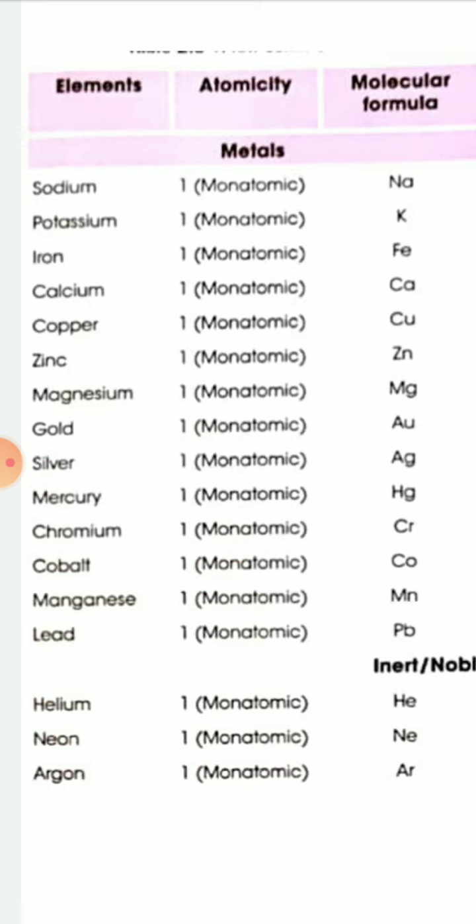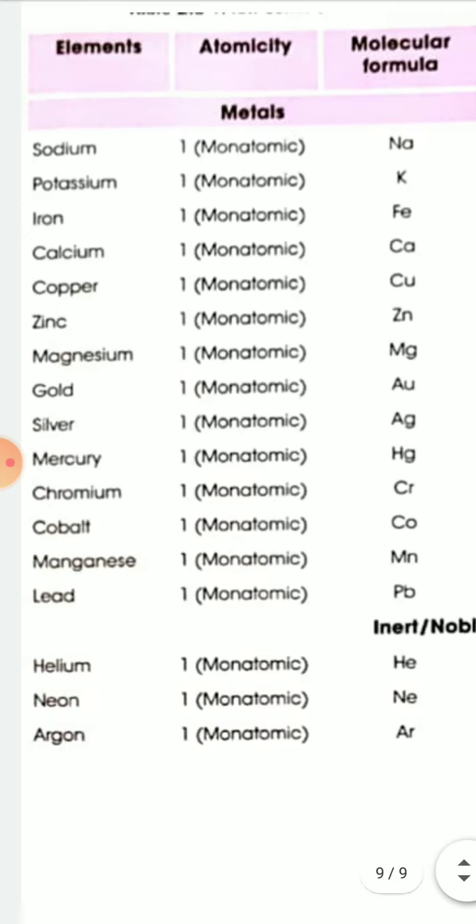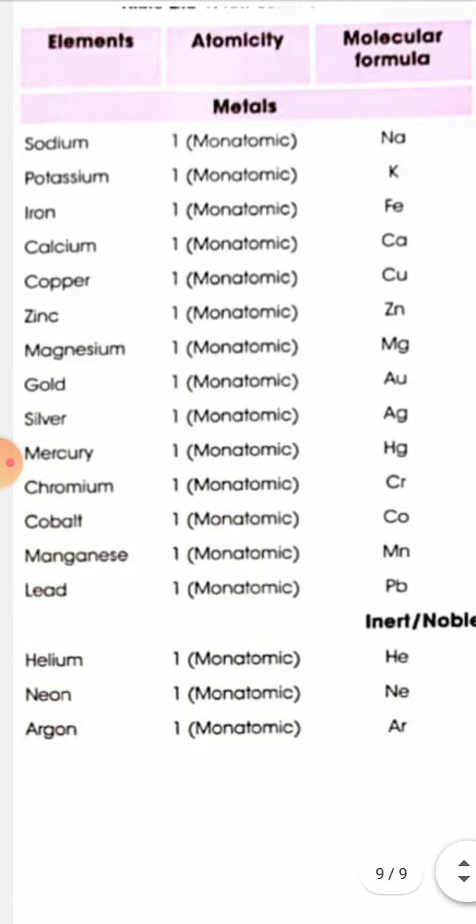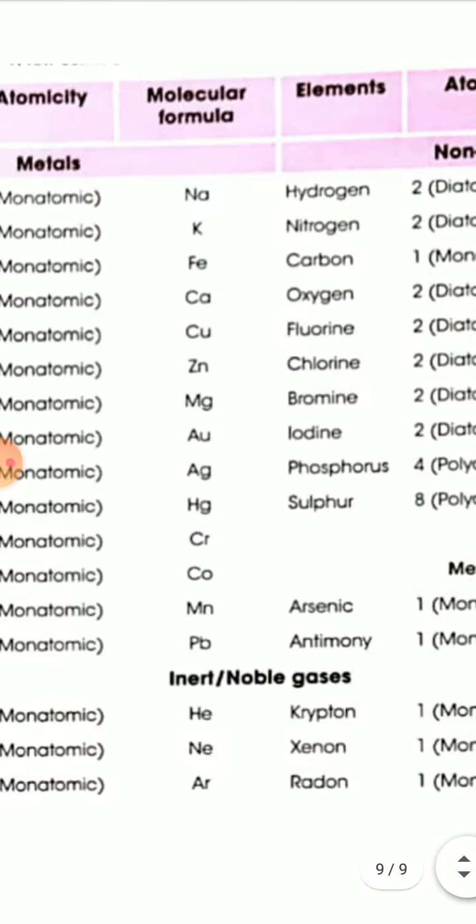First, sodium: atomicity is 1, that is a monoatomic molecule, molecular formula is Na. Potassium: atomicity is 1, monoatomic molecule, molecular formula K. Similarly, all metals are monoatomic molecules. And noble or inert gases are also monoatomic molecules. Inert gases or noble gases written below: helium, neon, argon. These are all monoatomic molecules, and their molecular formulas are He, Ne, Ar. Just take a screenshot and read, write in your copies.